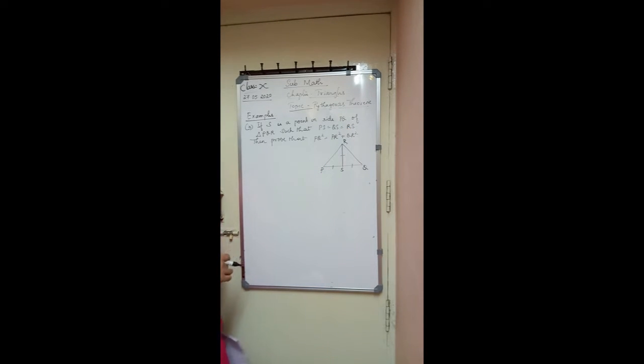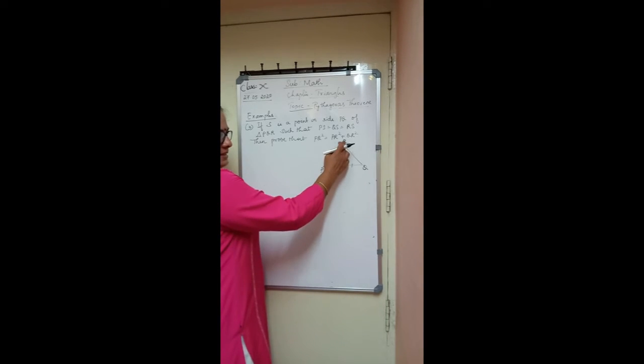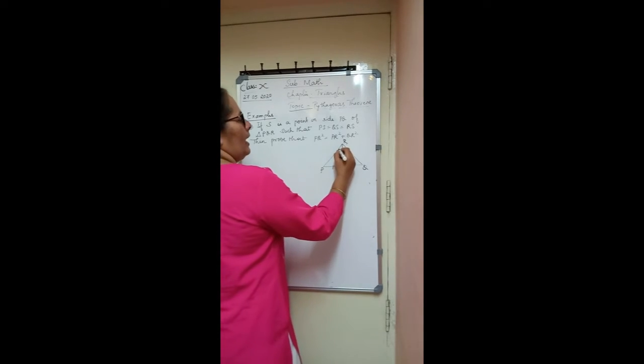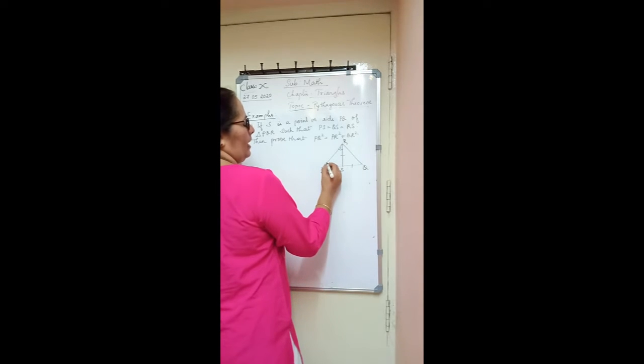How will we prove this one? Now we know that in triangle PSR, these two sides are equal. It means it is an isosceles triangle. So angle 1 is equal to angle 2.